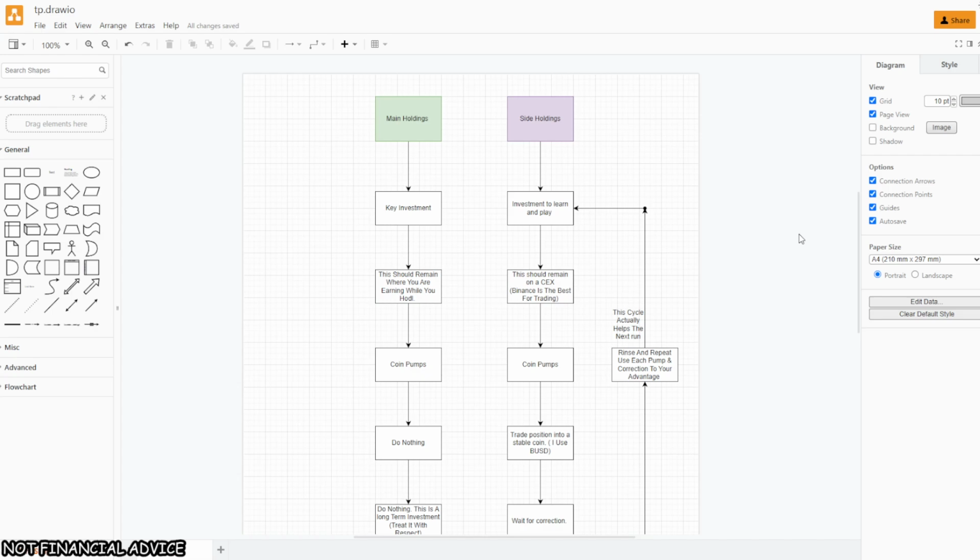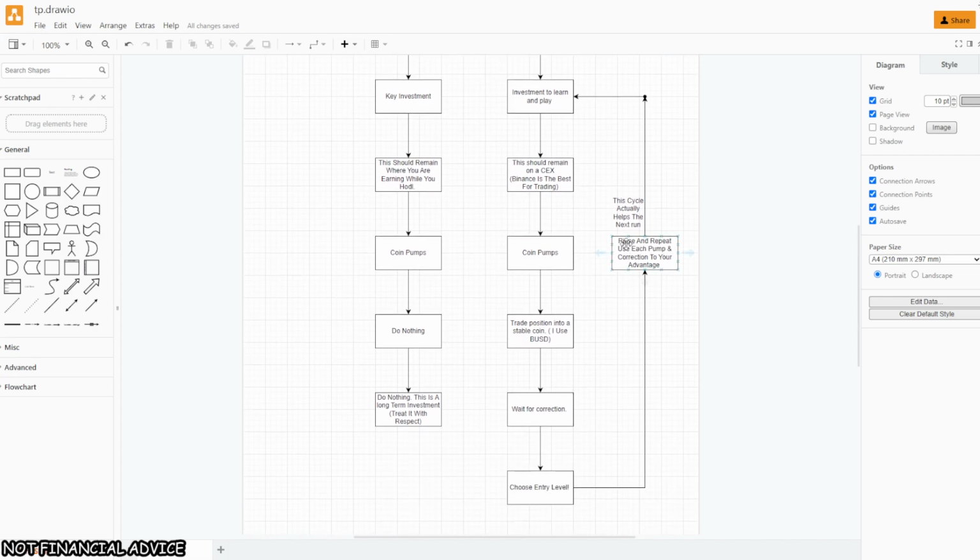Now, side holdings should be treated as an investment to learn and play with, okay? It should remain on a CEX. The CEX that I use best for this is Binance, because of the simple fact I can make trades for zero fees nearly all of the time. It's brilliant. Binance really do have this edge over everybody else. I'm shocked that people do make trades on crypto.com and places like that.